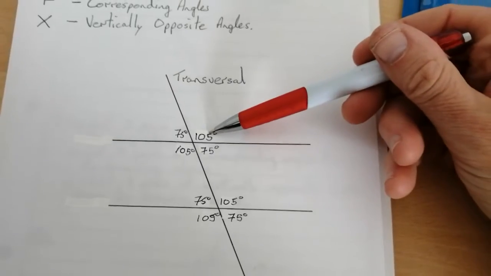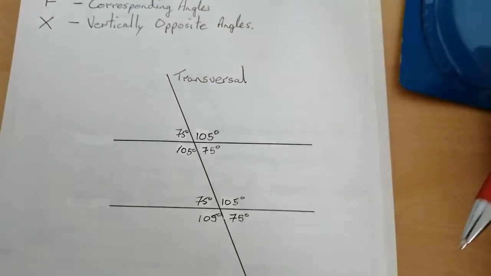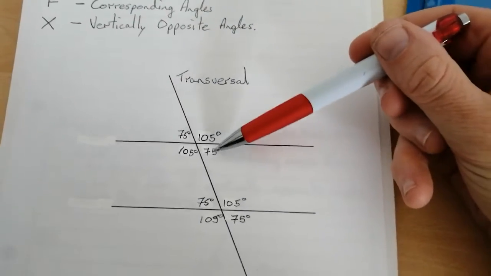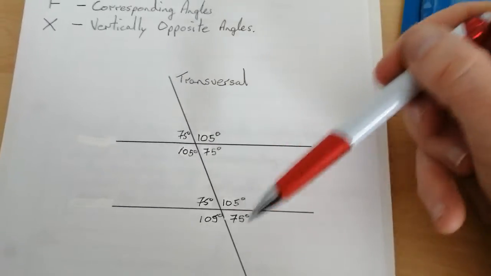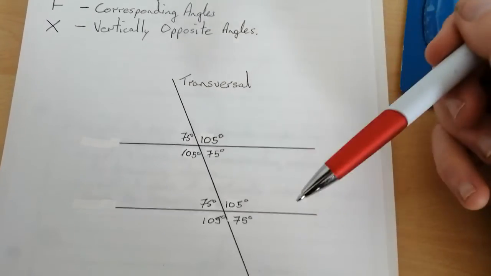So once you found one, you know that 3 others are going to be the same size as it, and then to find the second angle, which all the other 4 are, you just have to subtract this one from 180.